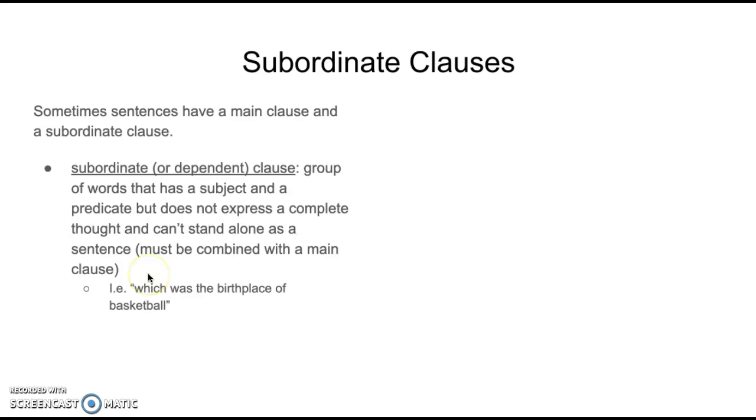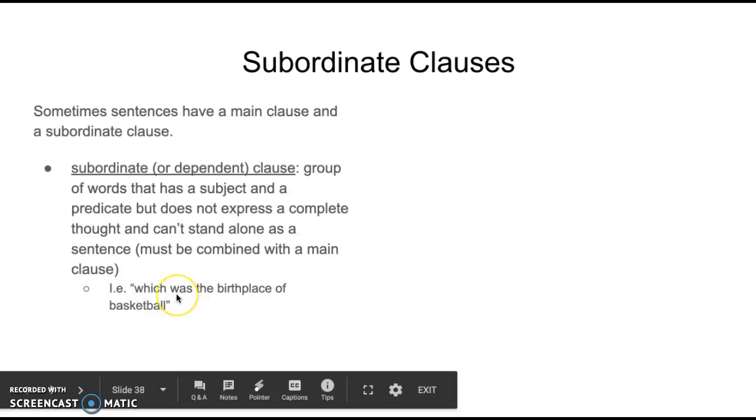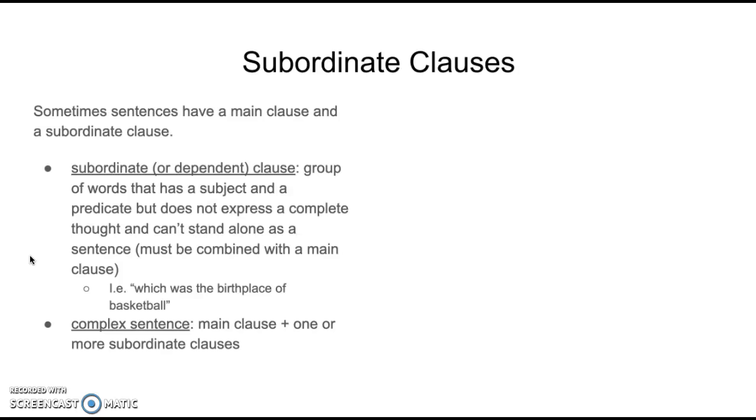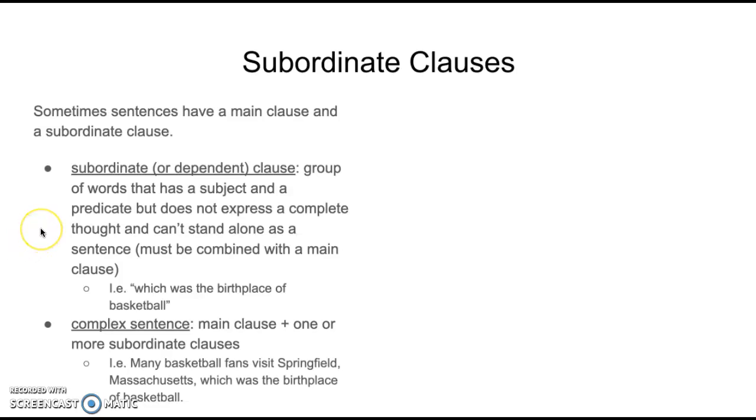So, for example, "Which was the birthplace of basketball?" You have which as the subject, was as the predicate, but it doesn't make sense as its own sentence. A complex sentence is a main clause plus one or more subordinate clauses, like the sentence below. Many basketball fans visit Springfield, Massachusetts. That right there is your main clause. And then the subordinate clause, comma, which was the birthplace of basketball.